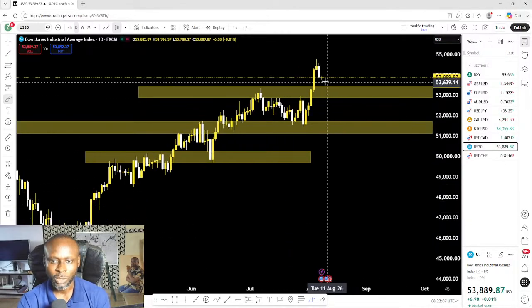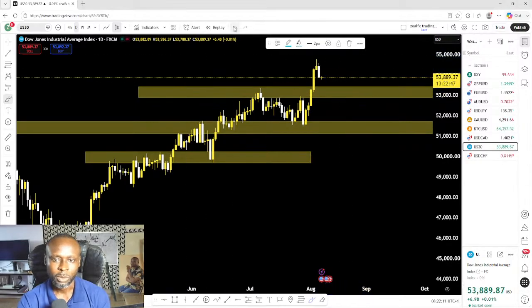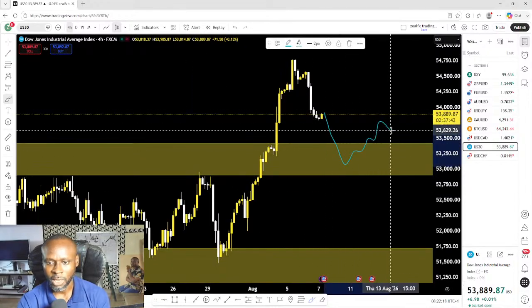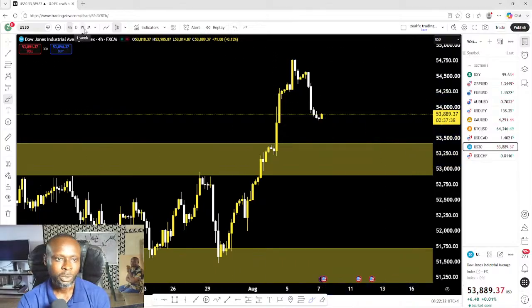On US30, we expect price to retest this zone first, then start looking for a possible buy to the top once we get a clear structure to make any decision. On the 4-hour time frame, we also need price to give us a series of higher lows for us to start looking for buying opportunities on the US30.